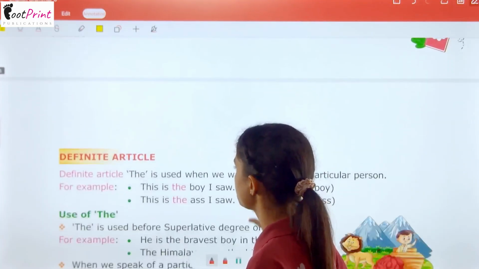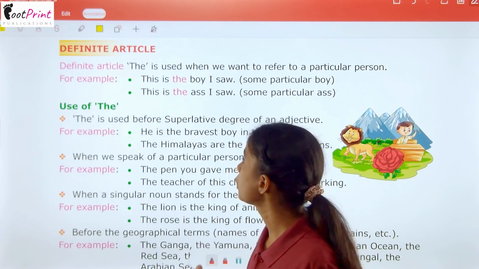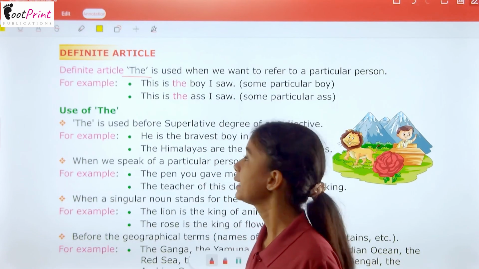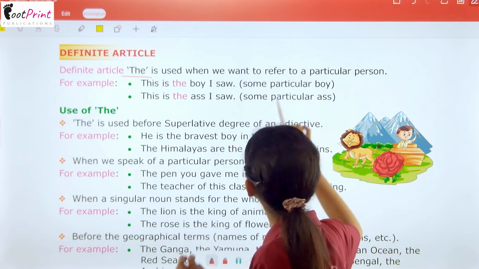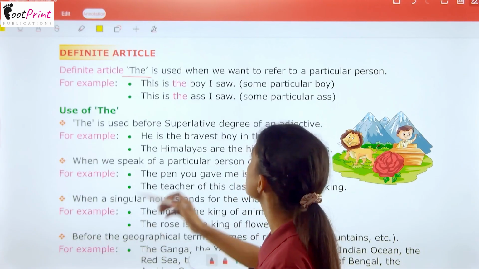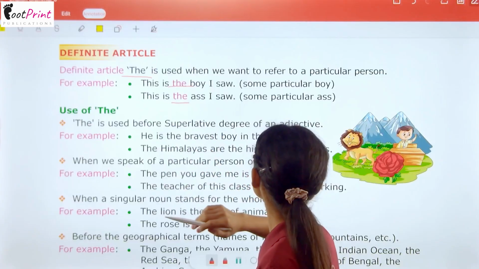Okay, now let's see the definite article, which is very important. It's the only article in this case, that is the. And the is used when we want to refer to a particular person, when we are referring to someone specific. This is the boy I saw. It's a particular boy.